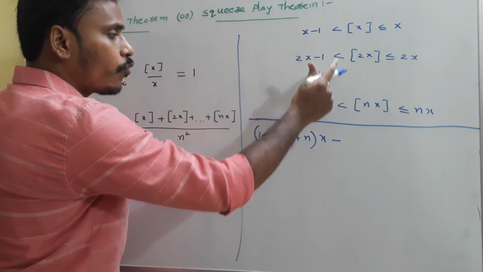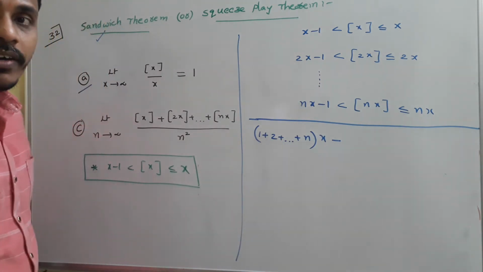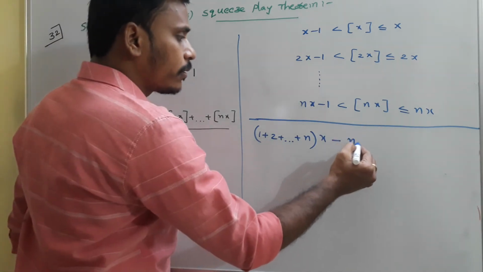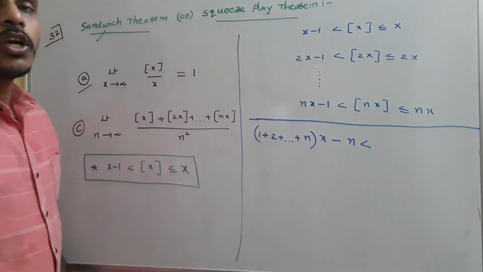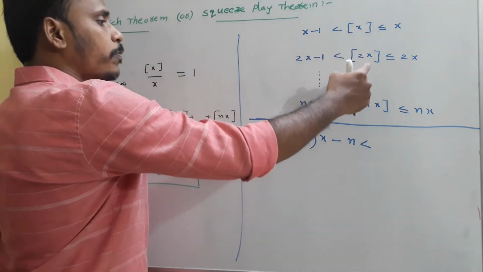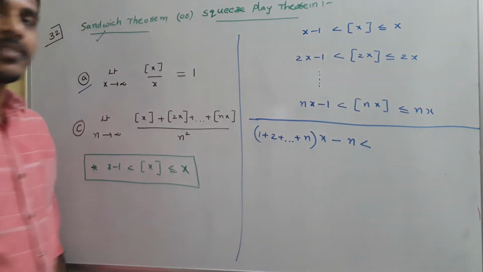Minus 1, 1, 1, 1, 1, 1. We need to add for n times. So minus n, which is less than step x plus step 2x plus step 3x plus and so on plus step nx.